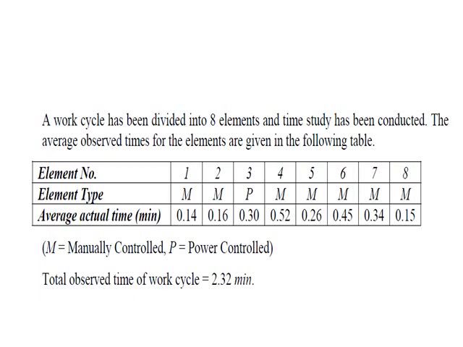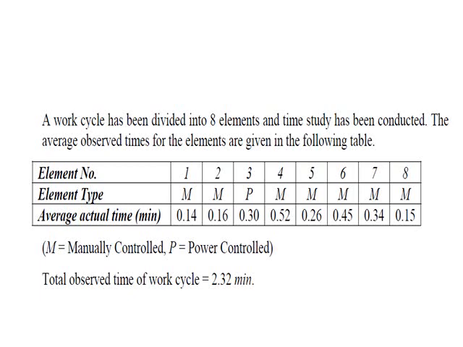Look at the following data. A work cycle has been divided into 8 elements. As we are doing time study, we divide the job into different components. So the entire job is divided into 8 elements, and time study has been conducted. The average observed time of each element is given in the table, elements 1 to 8. Element type M or P: M means manually controlled, that is doing the work, and P is power controlled, that is time taken by a machine. The average observed times using a stopwatch are 0.144 for element 1, 0.164 for element 2, 0.34 for element 3, and so on, up to 0.154 for element 8. The total observed time is 2.32, the sum of these values. This is the data known to us.